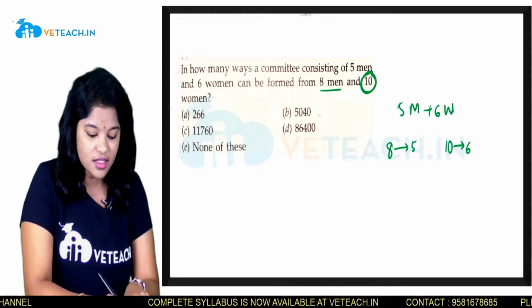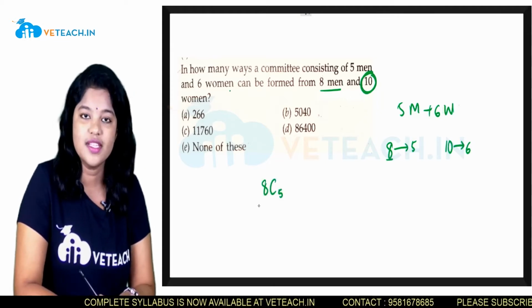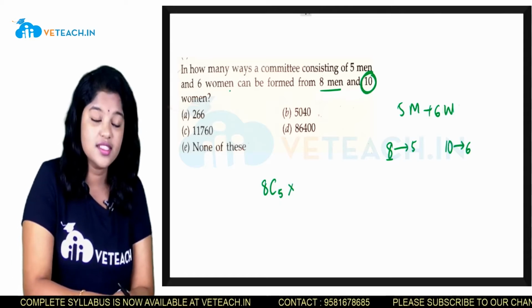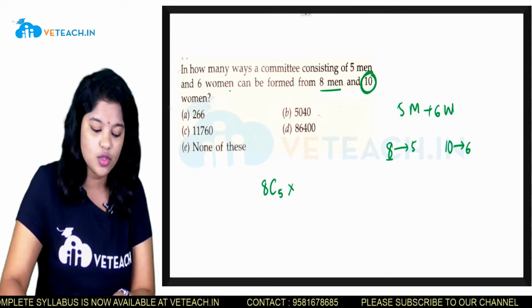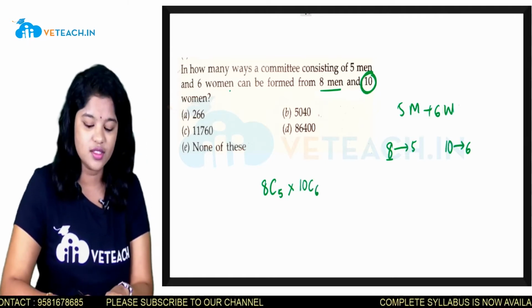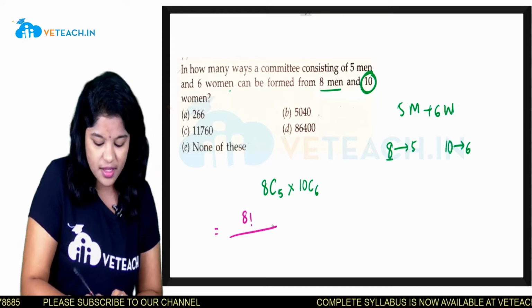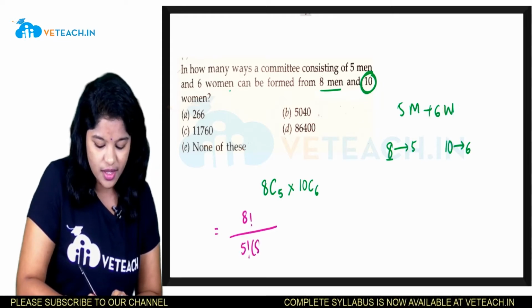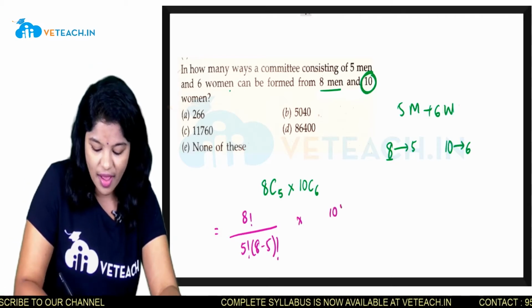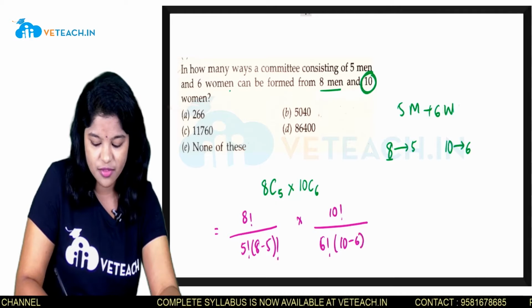So, simply, the committee to be formed has 5 men and 6 women. Out of these 8, select only 5 men, and out of the total 10 women, select only 6 women. So, 8C5 into 10C6. Now, that is equals to 8 factorial by 5 factorial into (8 minus 5) factorial, into 10 factorial divided by 6 factorial into (10 minus 6) factorial.